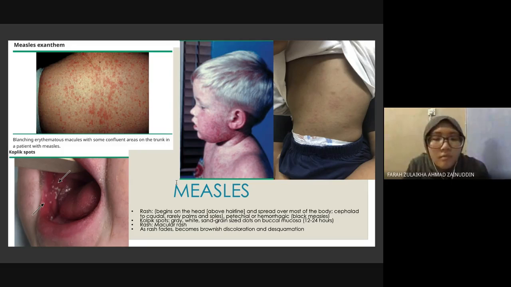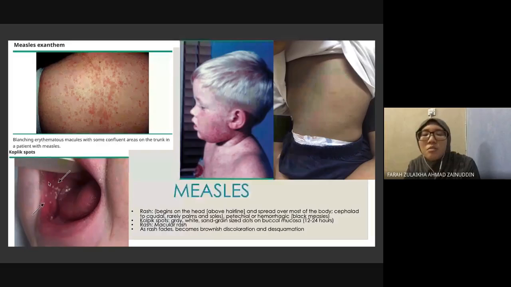During the prodromal time, before the rash sets in, the patient usually will complain of the three C's: conjunctivitis, cough and coryza. We can also observe Koplik spots, which are grey-white, sandy grain-sized dots on the buccal mucosa. However, they appear only about 12 to 24 hours before the rash. The rash is basically a maculopapular rash. As the rash fades, it becomes brownish discoloration with desquamation.